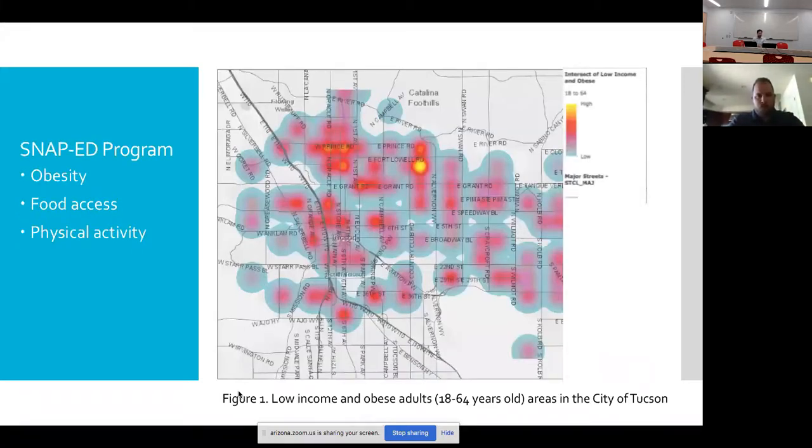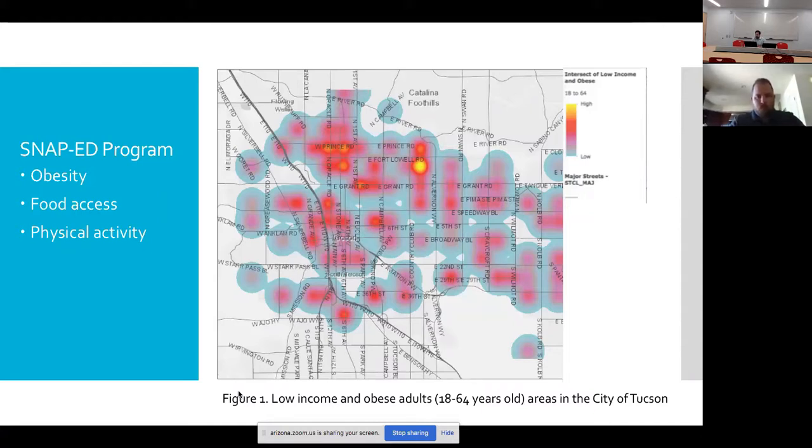Here is a map that shows the intersection of low-income census tracts and obesity rates for adults 18 to 64 years old in the city of Tucson. So at the beginning of this project, when I was gathering the data, I couldn't find any obesity data at the census tract level. It was only at the state and county level. I contacted the Arizona Department of Health Services, our state funder, to see if they had access to more detailed data, and they said no.